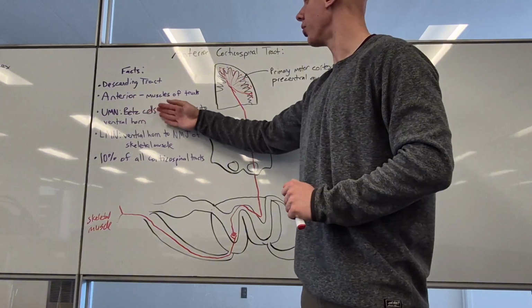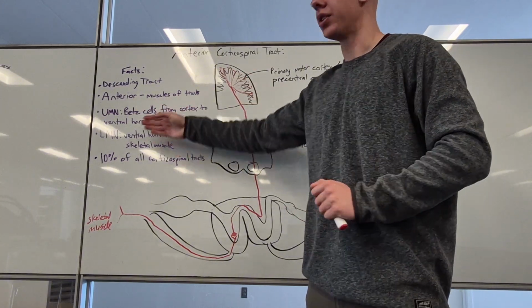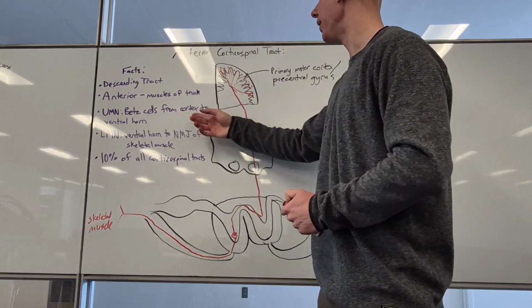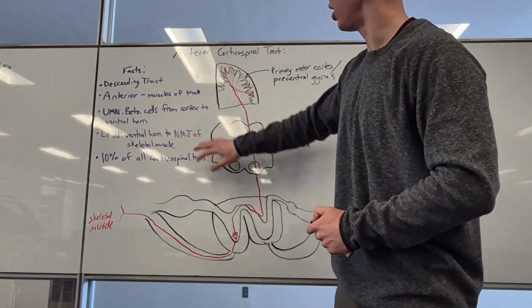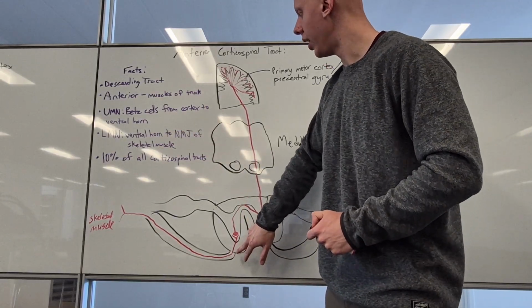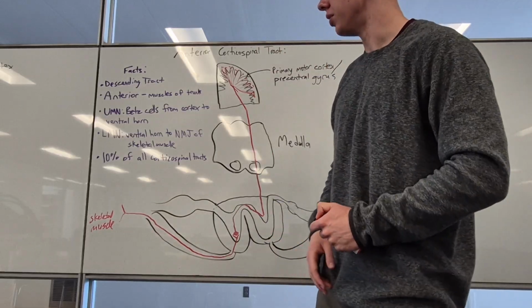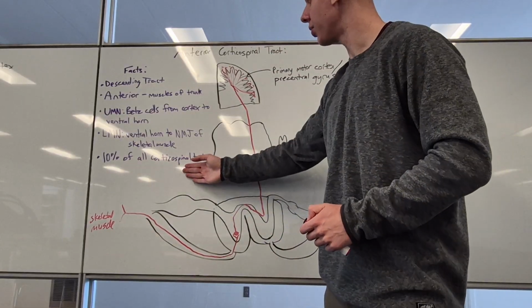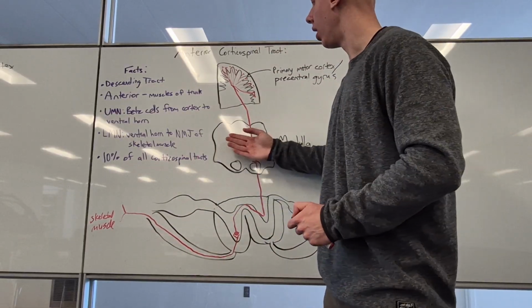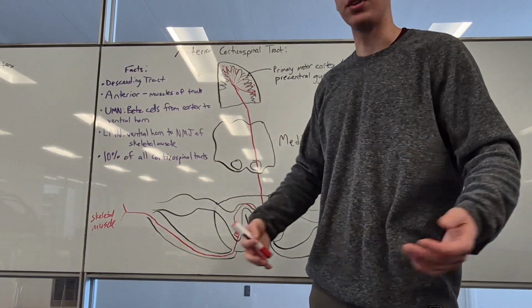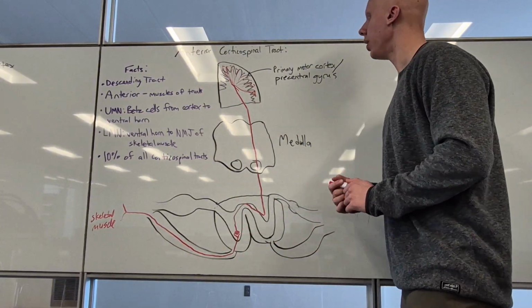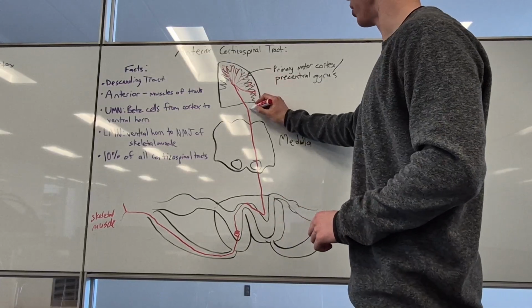So the upper motor neurons, which are considered Betz cells, start from the cortex and go down to the ventral horn. Lower motor neurons go from the ventral horn to the NMJ of skeletal muscle. And just another fact is that 10% of all corticospinal tracts are this, and the lateral ones make up the most of them, 90%.